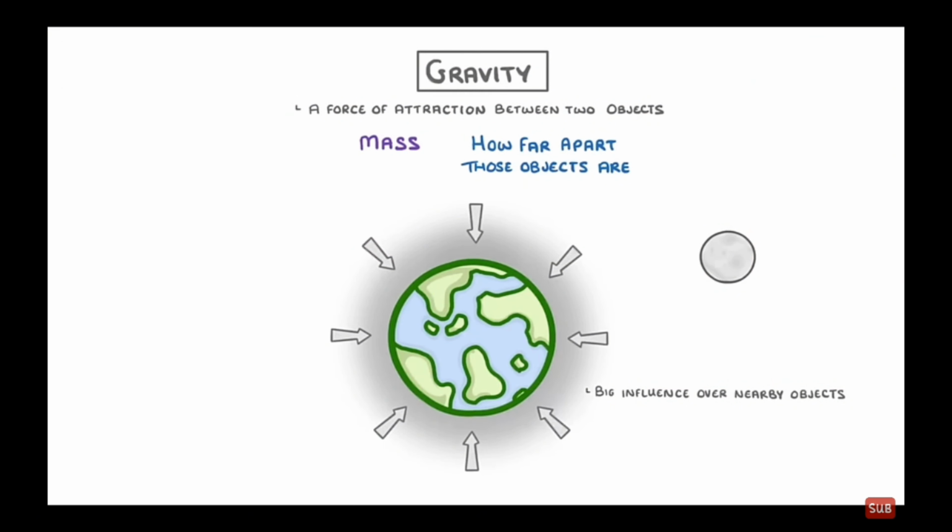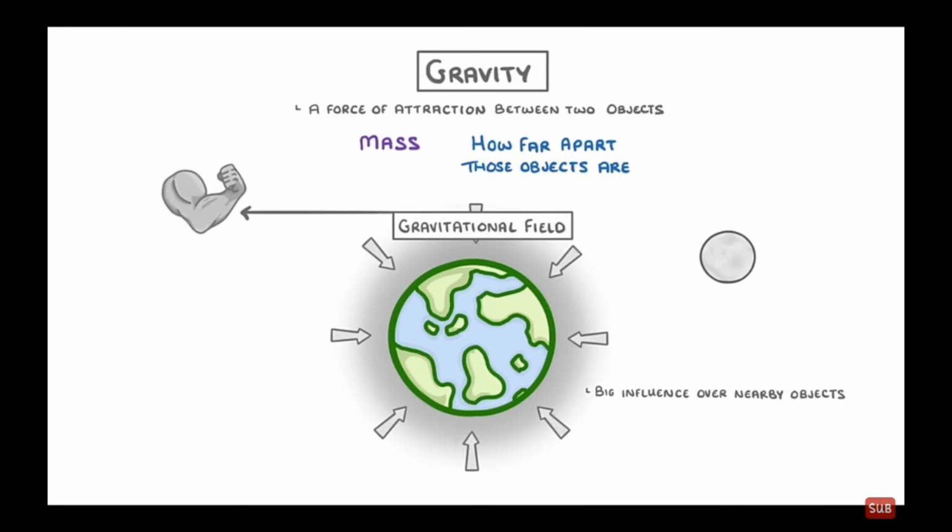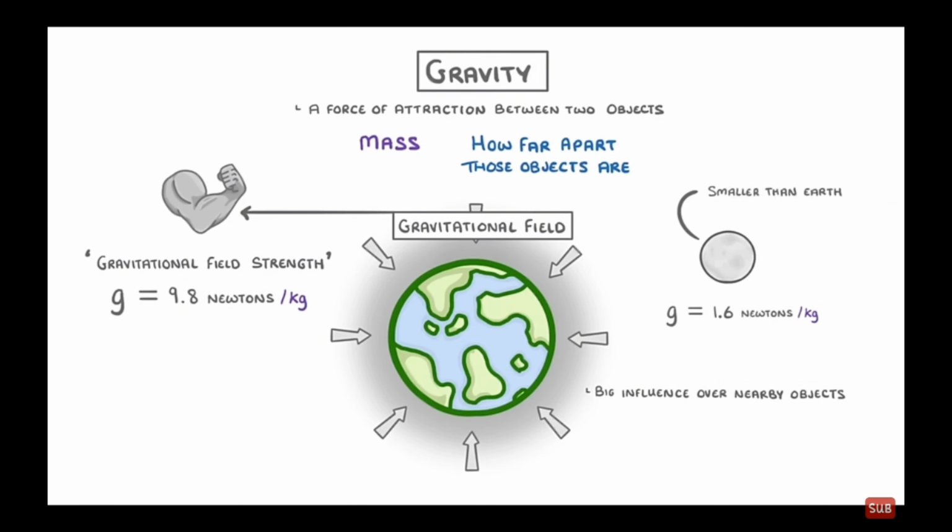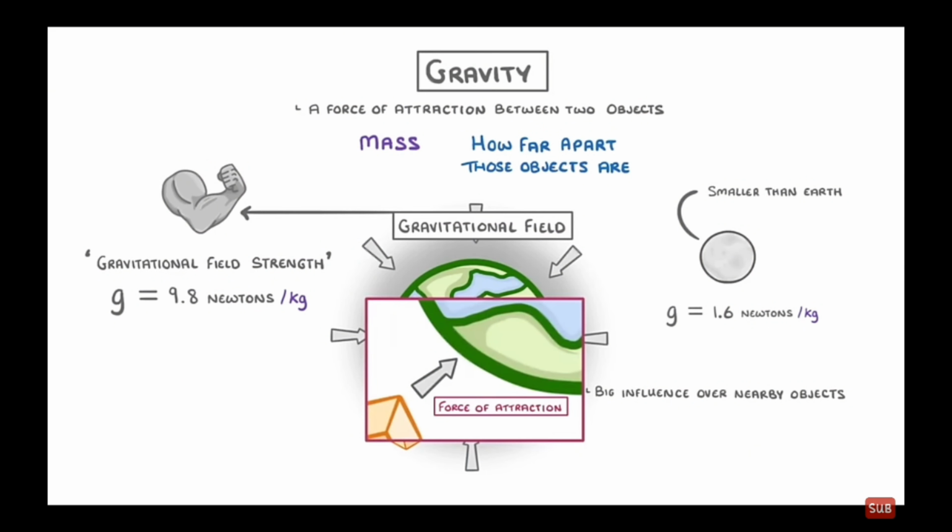We call this field of influence around an object its gravitational field, and the strength of this field is called the gravitational field strength, which we show with the letter g. For Earth, this is around 9.8 newtons per kilo, while for the Moon it's just 1.6, because the Moon is a lot smaller than the Earth. So whenever an object comes into a gravitational field, it experiences a force of attraction. And in physics, it's this force that we refer to as an object's weight.